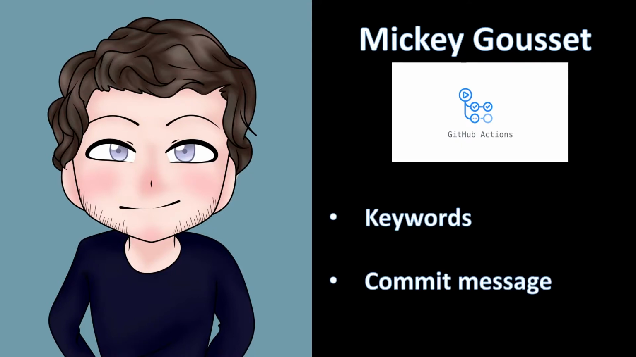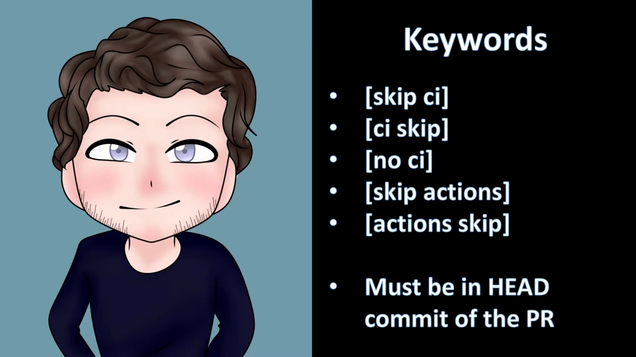Today we are looking at GitHub Actions and how to use keywords in your commit message to stop an Actions workflow from running when we push a commit to a branch with an open pull request. You can skip workflow runs triggered by the push and pull request events by including a command in your commit message. Any of the following commands will work when included in the commit message of a push or the head commit of a pull request.